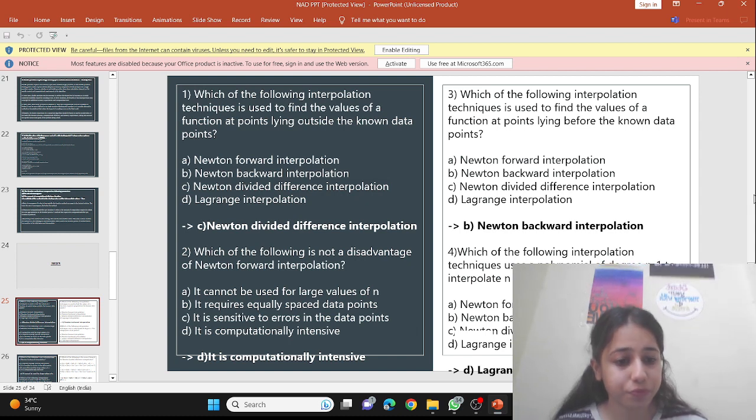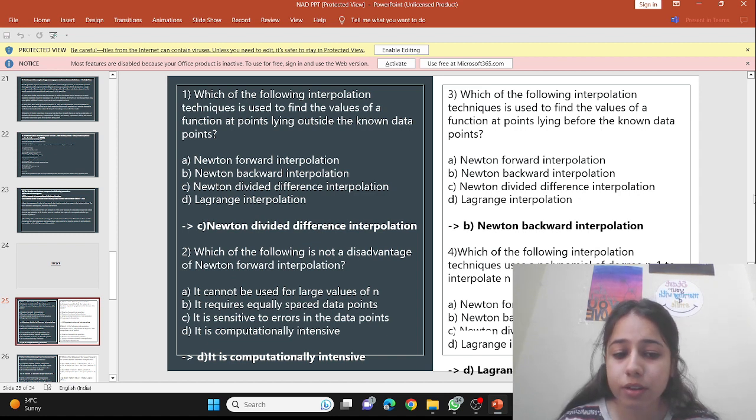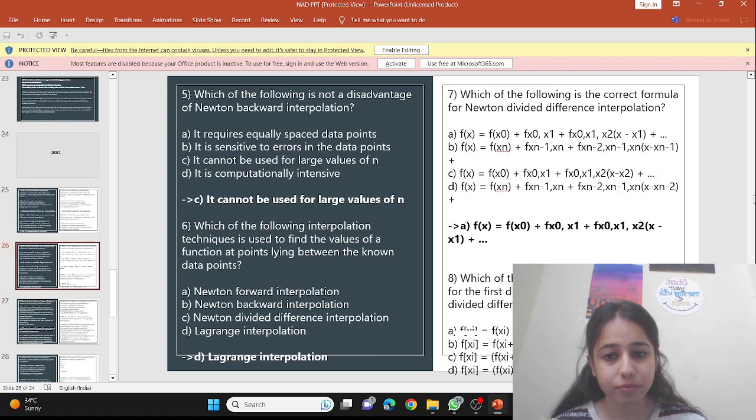data points? Which technique will be used for a polynomial whose degree is n-1 and the total number of data points is n? Newton forward interpolation, no. Newton backward interpolation, no. Newton divided interpolation, no. The correct answer is D, Lagrange interpolation.